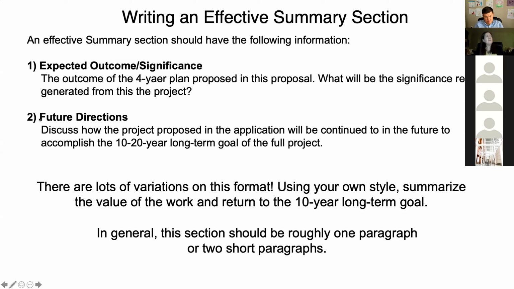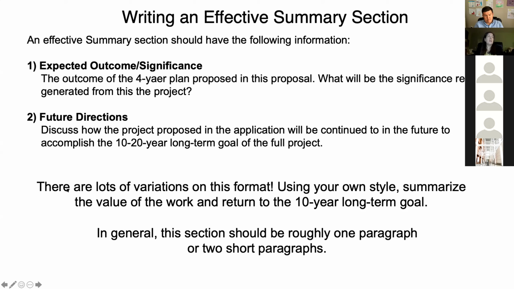And then the second thing that I like to put in my grants, you don't always see this in everybody's proposal, but I like to return to the 10 or 20-year goal. Remember your long-term goal? You want to return to that goal and think about what would be the next steps in the project to achieve that larger goal. So discuss how the project proposed in this application will be continued into the future to accomplish that 10 to 20-year long-term goal that you described in your aims page.